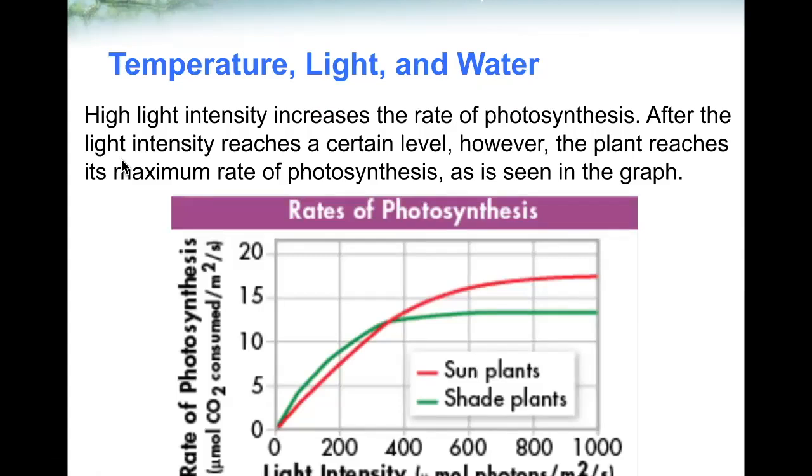High light intensity increases the rate of photosynthesis. After the light intensity reaches a certain level, however, the plant reaches its maximum rate of photosynthesis, as seen in the graph.